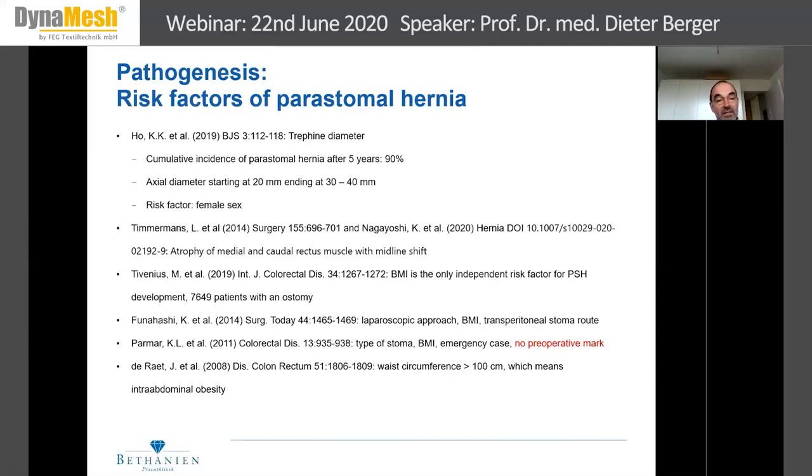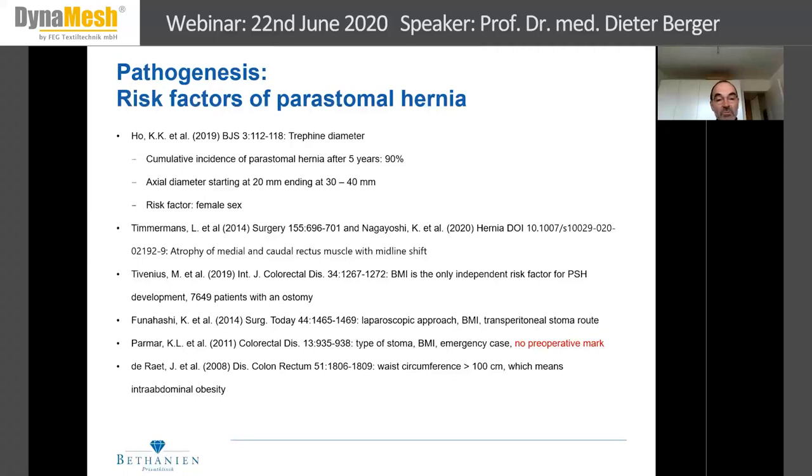Another point, and this seems quite important, was described in 2014 by a group from the Netherlands, as well as this year by a Japanese group. They looked at the rectus muscle by computed tomography and found an atrophy of the medial part of the rectus muscle, medial of the stoma, and caudal of the stoma as well. And Timmermans described additionally a midline shift to the opposite side. So the creation of the stoma itself changes the rectus muscle and may be one factor which is inducing the parastomal hernia at the end.